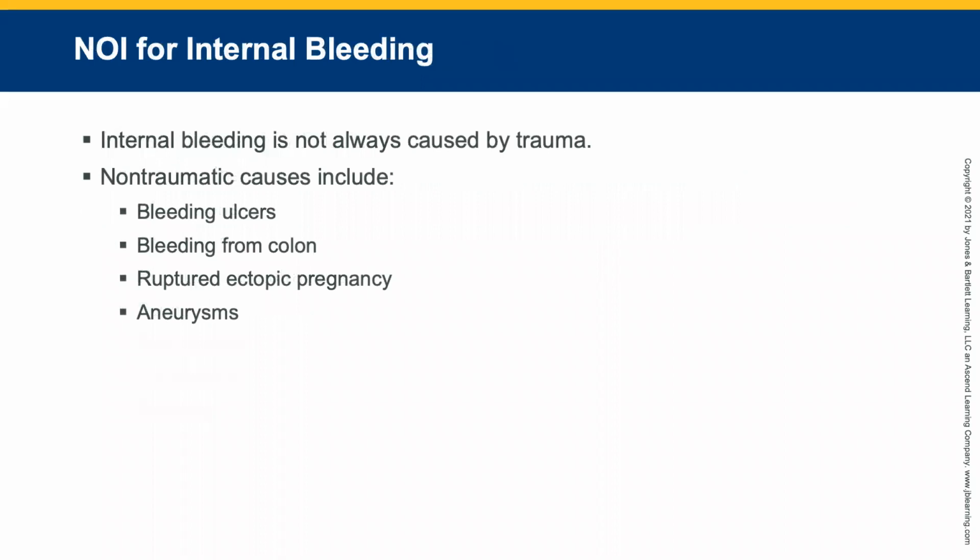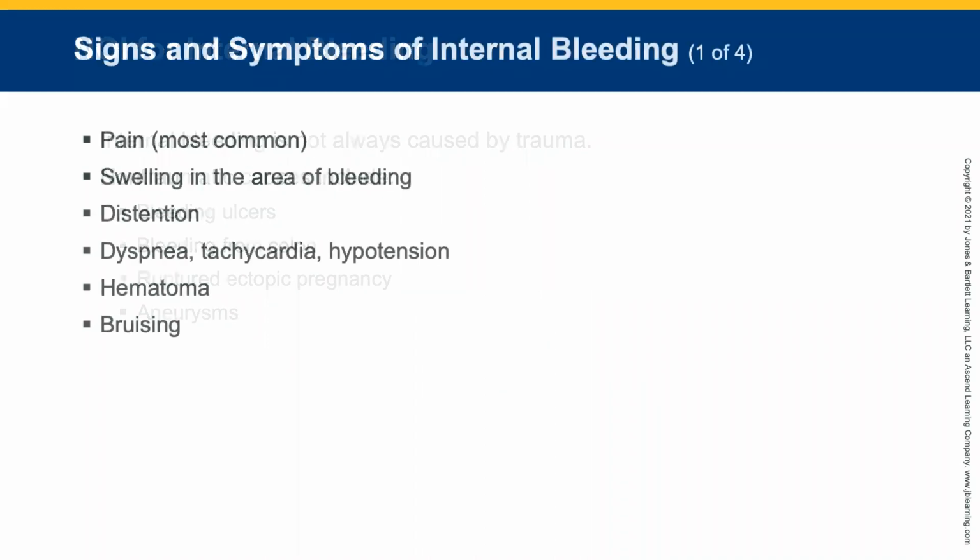Internal bleeding is not always caused by trauma. It does have possible non-traumatic causes. You could have bleeding ulcers, aneurysms, or a ruptured ectopic pregnancy. It's not as important for you to know the specific origin, but I do want you to recognize the signs of shock and how they respond. Those are the big ones that I want you to pay attention to.